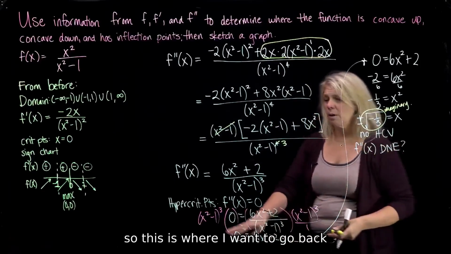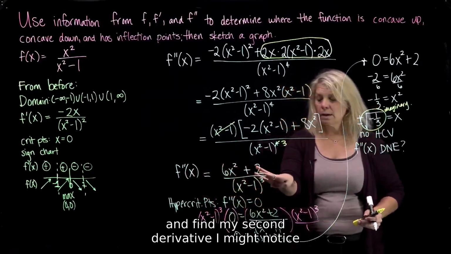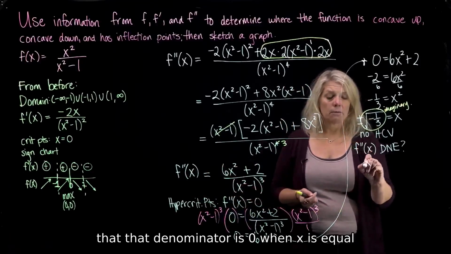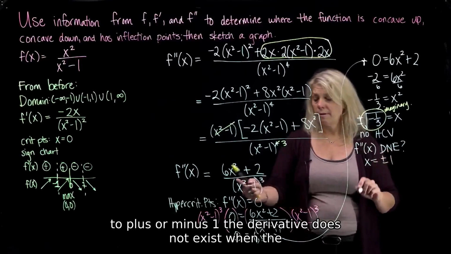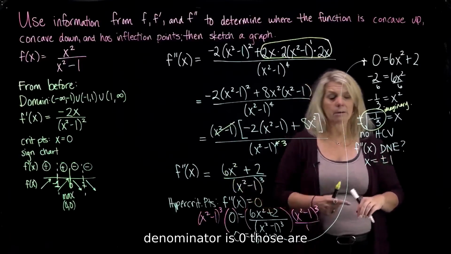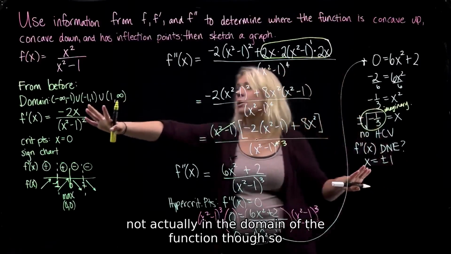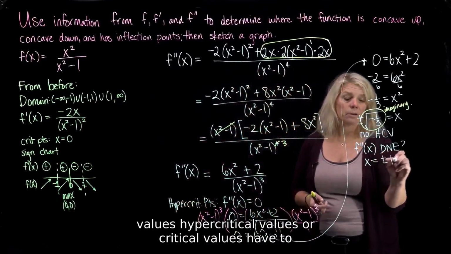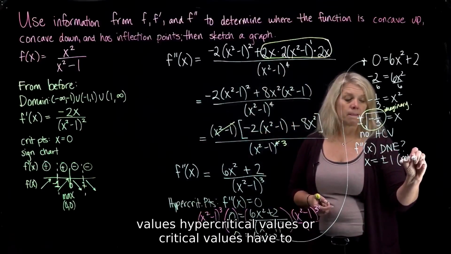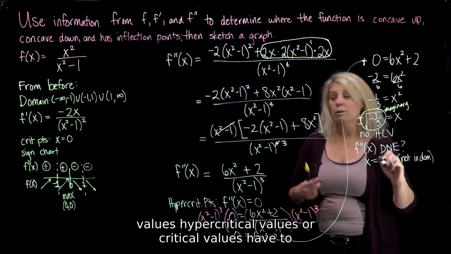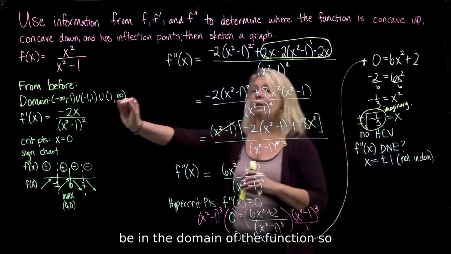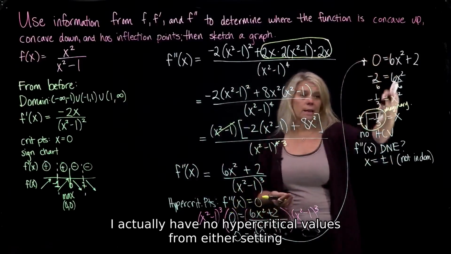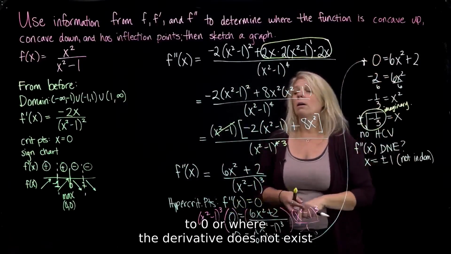Okay, so this is where I want to go back and find my second derivative. I might notice that that denominator is 0 when x is equal to plus or minus 1. The derivative does not exist when the denominator is 0. Those are not actually in the domain of the function, though, so they're not really hypercritical values. Hypercritical values or critical values have to be in the domain of the function. So I actually have no hypercritical values from either setting that second derivative equal to 0 or where the derivative does not exist.